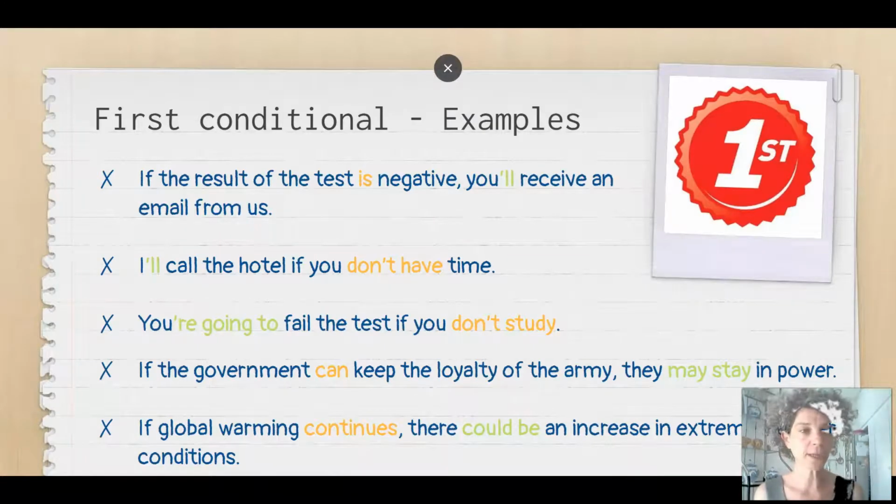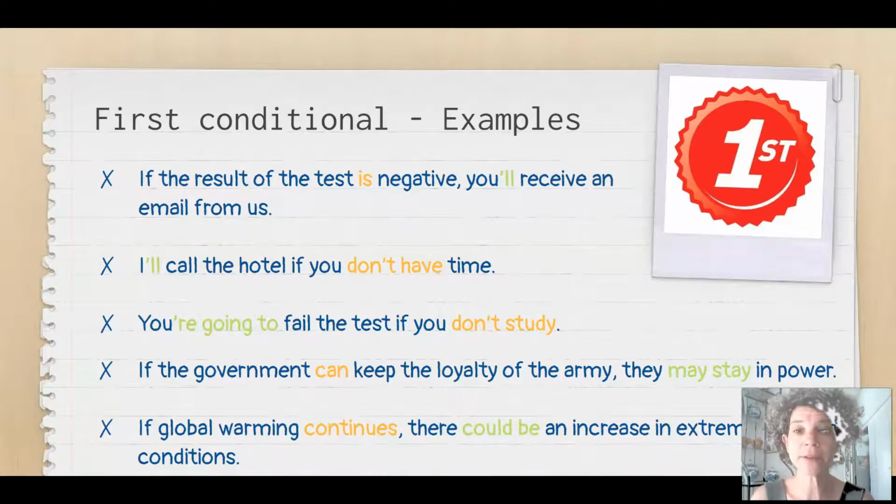So let's look at a few examples. If the result of the test is negative, you will receive an email from us. We are not sure that the result of the test is negative, but it might be. If it is negative, you'll receive an email from us. I'll call the hotel if you don't have time. Again, if you don't have time is the if clause, and the result here would be I'll call the hotel.